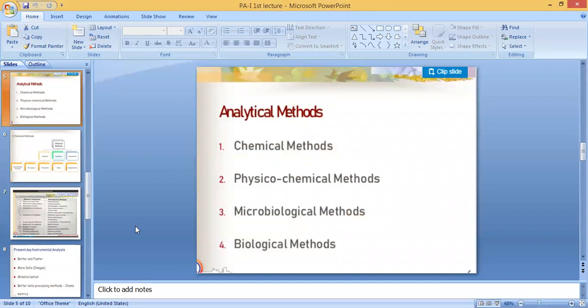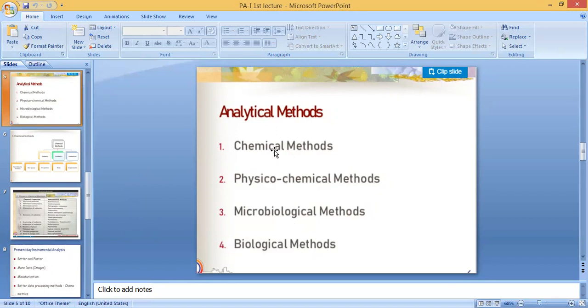The whole syllabus of Pharmaceutical Analysis 1 is of quantitative analysis. That is, we are going to determine the concentration or amount of drug substance present. This quantitative analytical chemistry is again subdivided into four major types, that is chemical method, physicochemical method, microbiological method and biological method. Of these, we are going to study in detail the chemical method of analysis, which is distributed into five different units of your Pharmaceutical Analysis 1 syllabus. So these are the four major classes of quantitative methods of analysis.